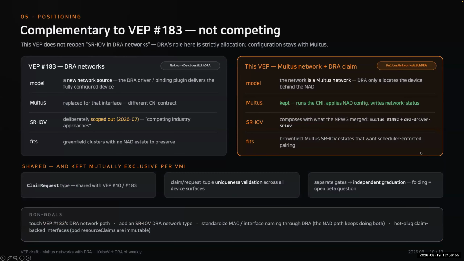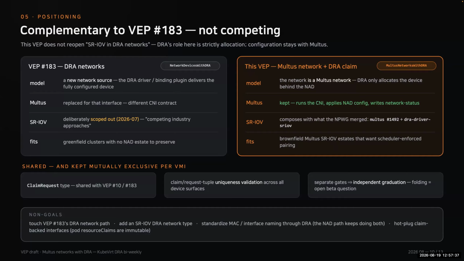And I want to be explicit about the positioning because SR-IOV DRA network has some history in KubeVirt. So this is complementary to VEP 183, not competing. And 183 defines the DRA network, where the driver or binding plugin delivers a fully configured device. And Motus is out of the picture for that interface. It deliberately scoped SR-IOV out in July, citing the competing industry approaches, from what I read through the repo. So we don't reopen that question.